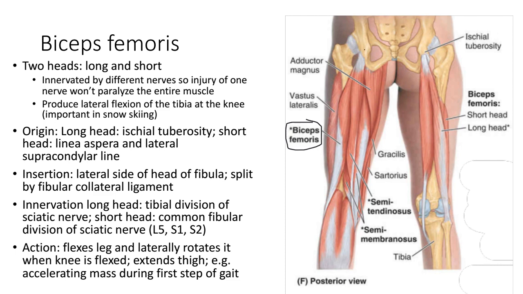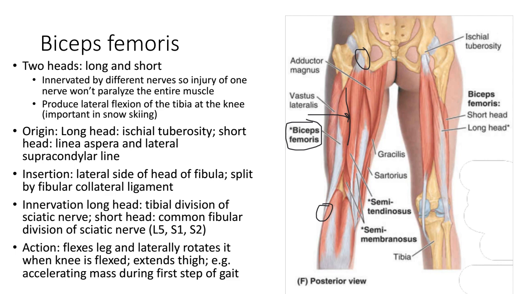The origin of the biceps femoris: the long head is on the ischial tuberosity, and the short head is the linea aspera and the lateral supracondylar line. And the insertion is on the lateral side of the head of the fibula, split by the fibular collateral ligament. The biceps femoris is innervated by two nerves. The long head is innervated by the tibial division of the sciatic nerve, and the short head is innervated by the common fibular division of the sciatic nerve.